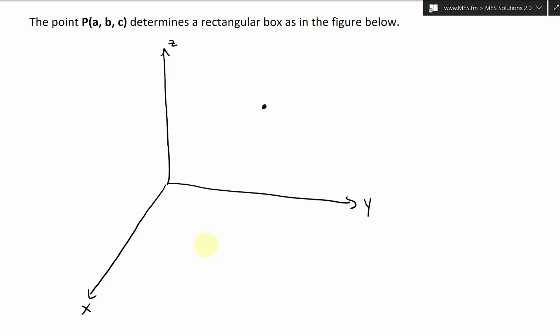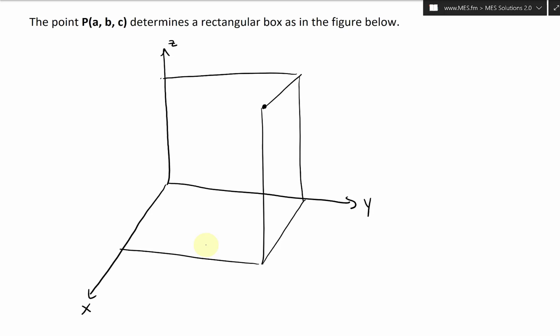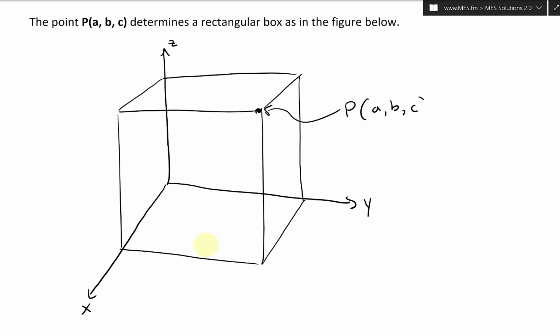So this is our point P, and we're going to have a box. So let's draw this all in 3D. This goes down here. Let me draw this a bit neater. So let's say it goes here, and there is the line across, and then draw this all in 3D, like that. And then this goes across like that. There is our 3D box. All right, so there's our box, and we're going to call this P, A, B, C.